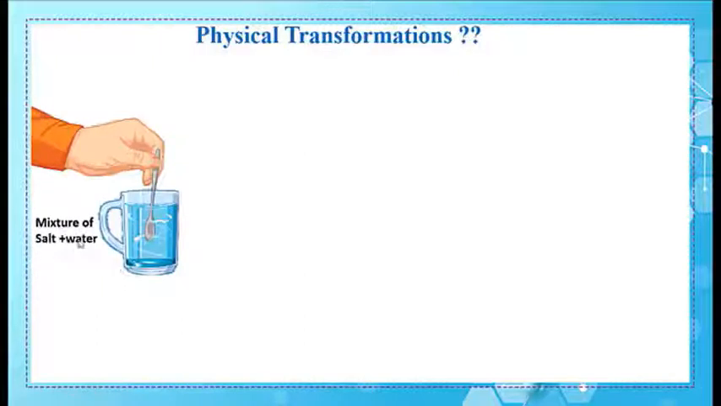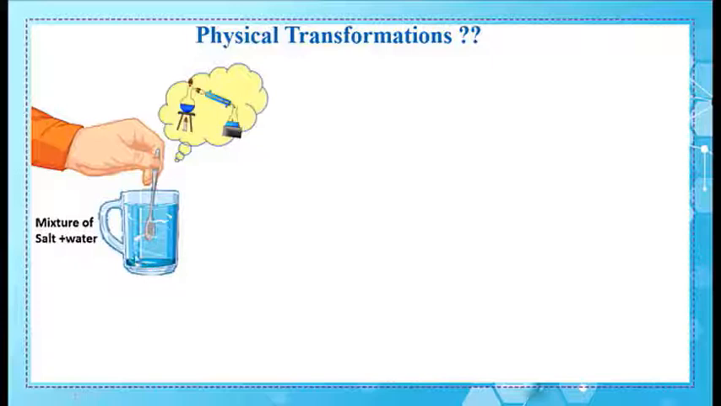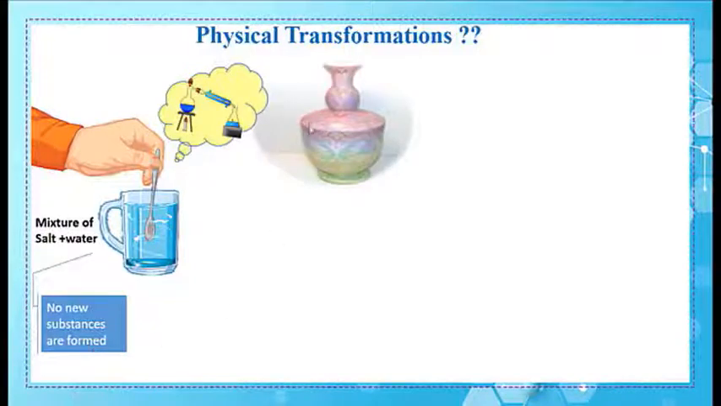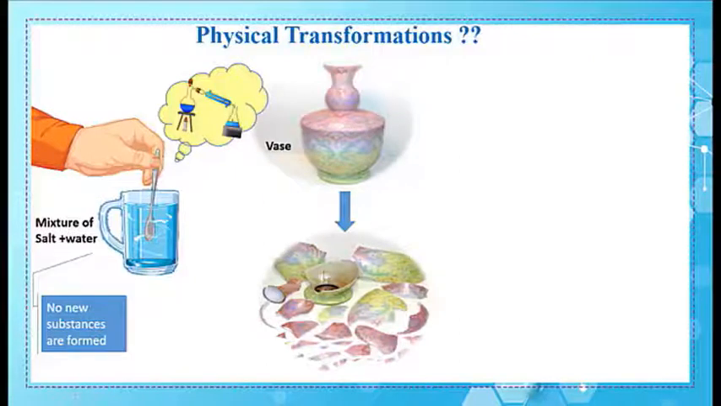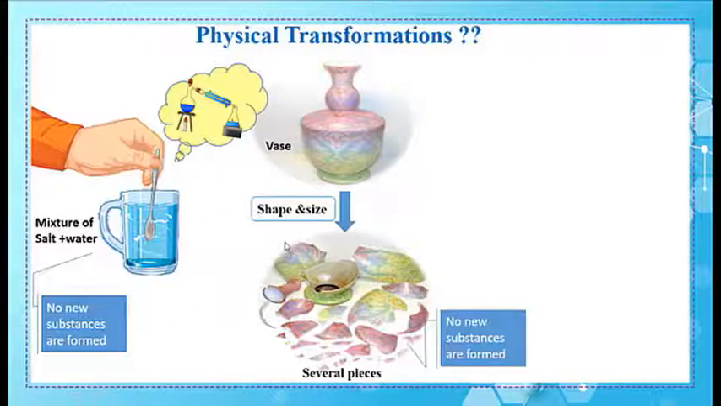Here we have a mixture of salt and water. Can I recover salt back from water? Good. By simple distillation, I can separate them. Then no new substances are formed. Another example, if I have a vase, look at this vase. Upon breaking it down, it only becomes several small pieces. The shape and the size are changed, but no new substances are formed.